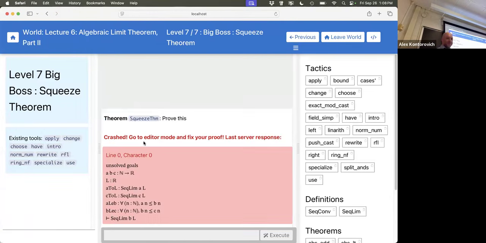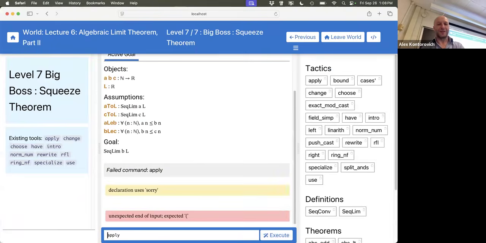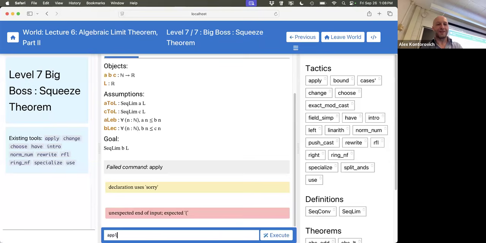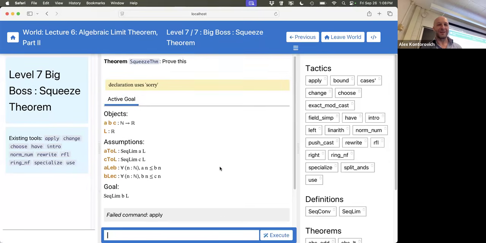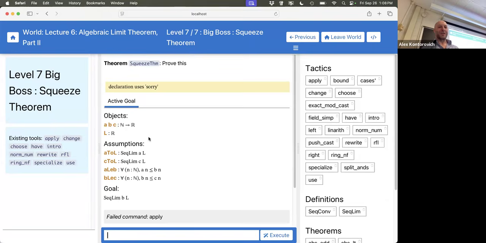We're ready for the squeeze theorem. Okay. I'm just going to write something to wake it up. You can't do apply to nothing, but writing something reminds it to wake up.